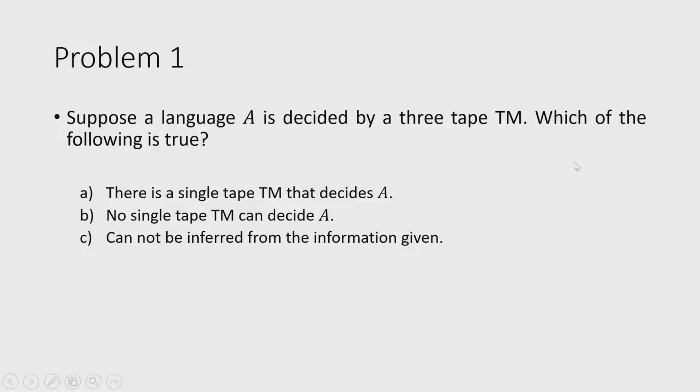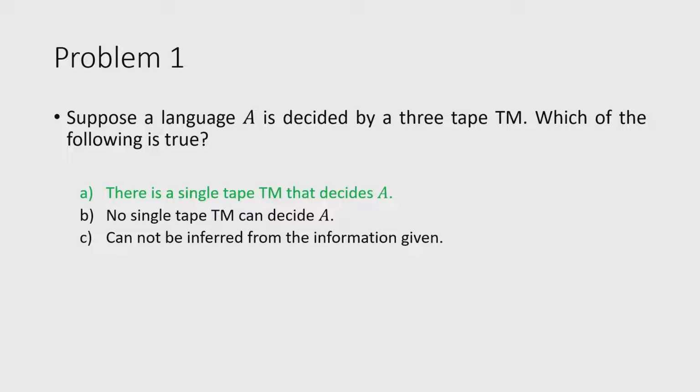Okay, so the first problem is the following. Suppose a language A is decided by a 3-tape Turing machine. Which of the following is true? A. There is a single tape Turing machine that decides A. B. No single tape Turing machine can decide A. Or C. We cannot infer anything from the information given above.